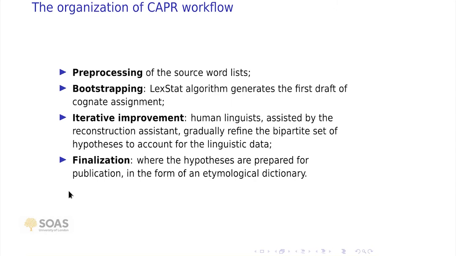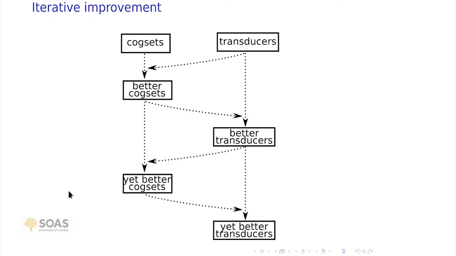So the interesting thing here is the actual iterative improvement. The idea is that, since we have this bipartite hypothesis, when you make a better transducer, then it could contribute to the cognate set editing process to create better cognate sets, and vice versa. So you can have this zigzag, and you work on transducers, and then you work on cognate sets with new stuff. You feel very happy, and you use that back to create better transducers, and yet better, until you get the final result.